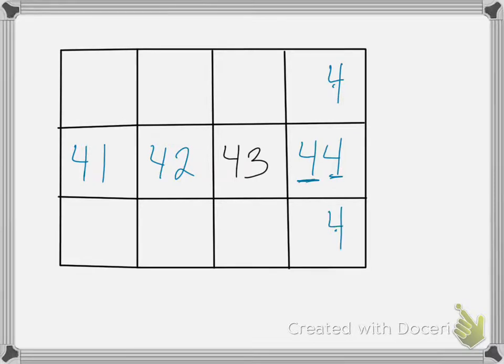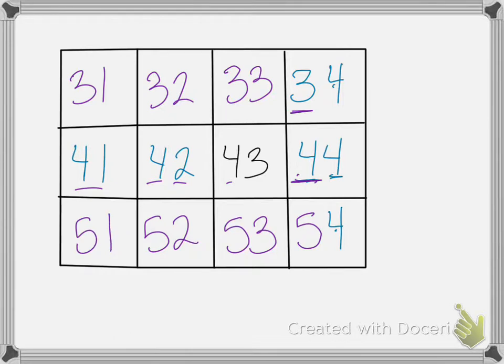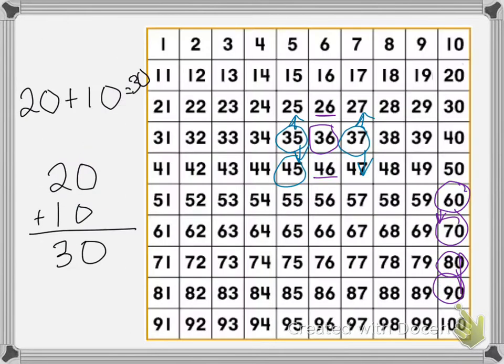Well, the number that comes before 44 would be 34, because 3 comes before 4, and then after 44, it would be 54. For 43, the number above it would be 33, and then 53 would come below. For 42, I would have 32 and 52. And then 41 would be 31 and 51. And then I can always go back and look at my chart to make sure that I have all my numbers correct, which it looks like I do.